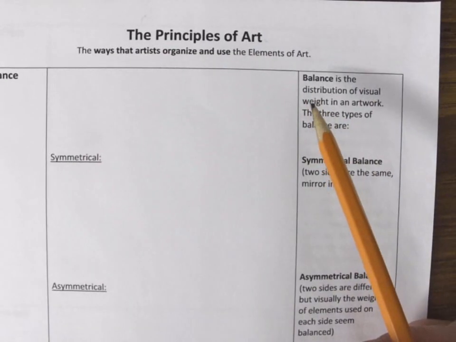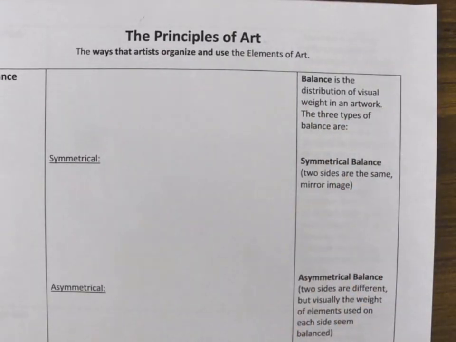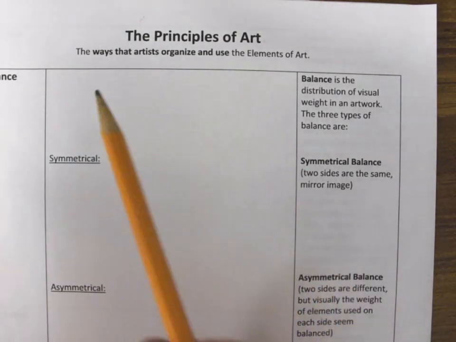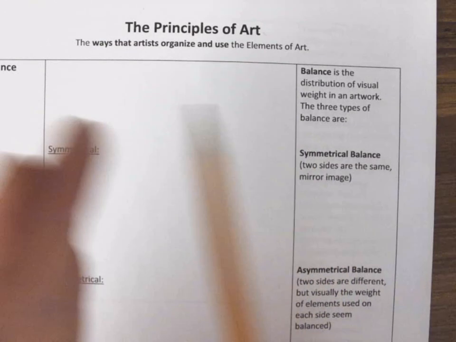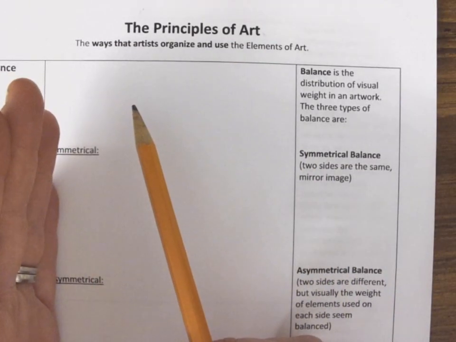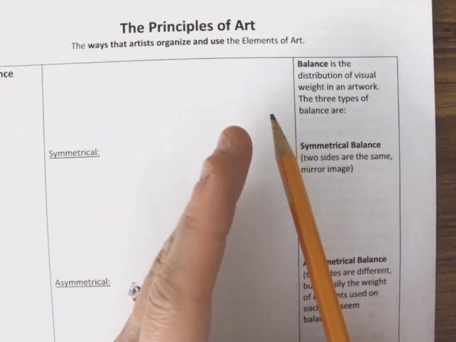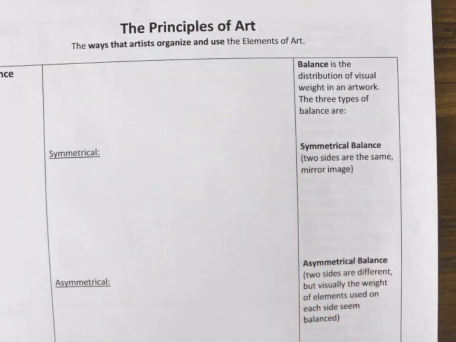Balance is when you look at something and it feels like the visual distribution of elements is equal, right? It doesn't feel like one side of the picture is busier than the other, or one side of the picture is just heavier and the other one is empty, right? Because that would be uncomfortable to look at. You want something that's fairly visually balanced, okay?